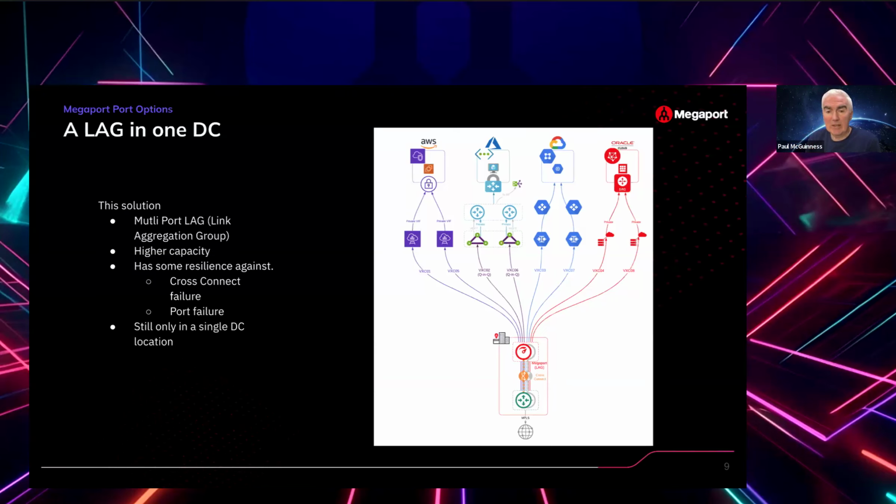So it's protecting you against cross-connect failure and also port failure. If you had a port failure, cross-connect failure, or laser issues, you would lose that individual port, but you would not lose the link aggregation group. You would still be up and operating, but with lesser capacity. Okay, but this option is still through a single data center, so we don't get too many people provisioning a solution like this.